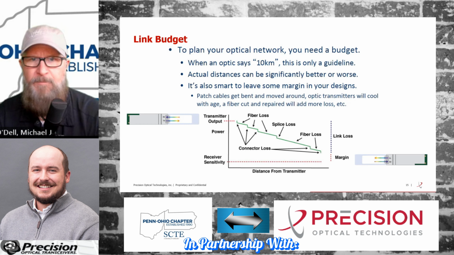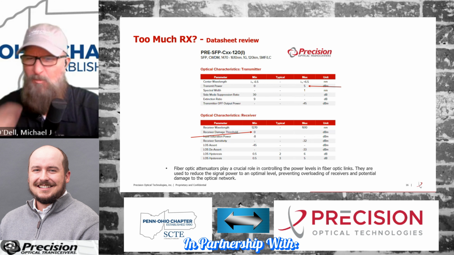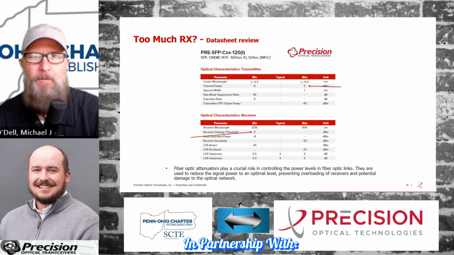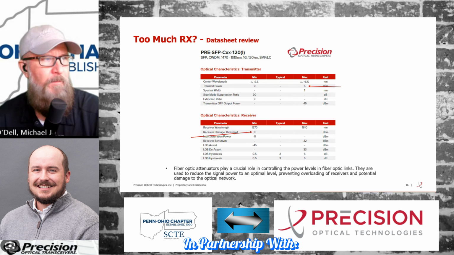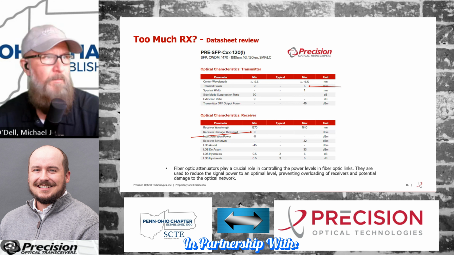Yep. I think that might be the next couple of slides here, where I get into too much RX. This explains the Goldilocks zone a little bit. In this case we've got a 120 kilometer 1 gig CWDM. It transmits at 0 to 5 dBm and has a receiver sensitivity of -32. So as a conservative estimate, this optic has about 32 dB of link budget.